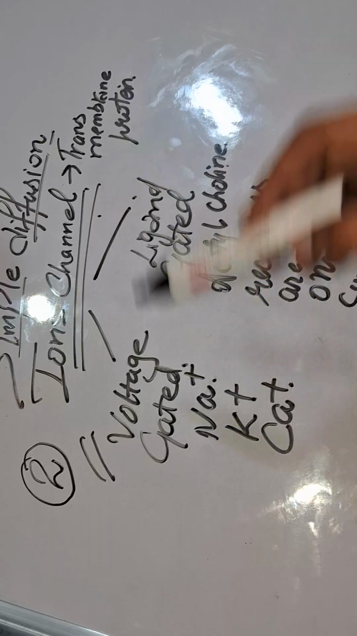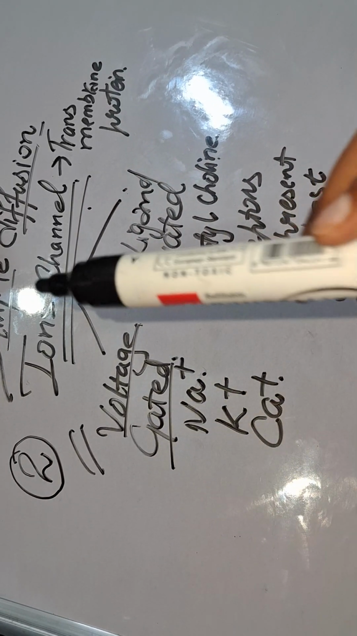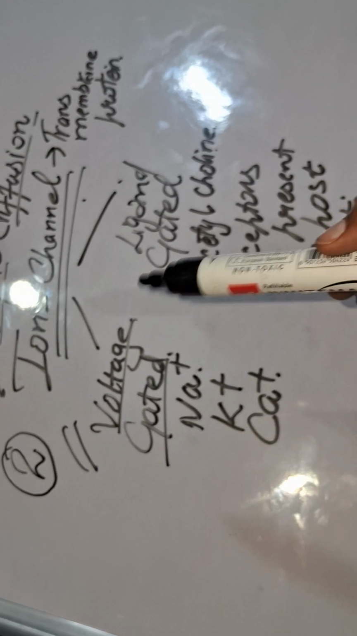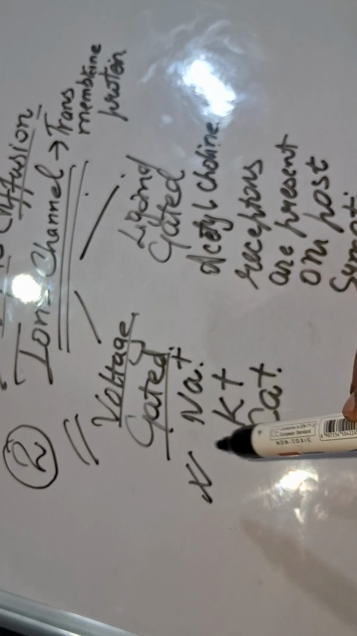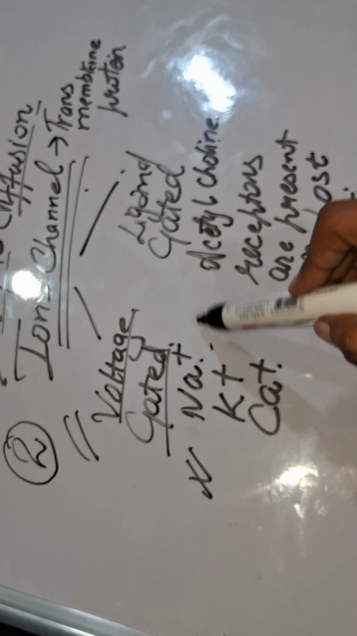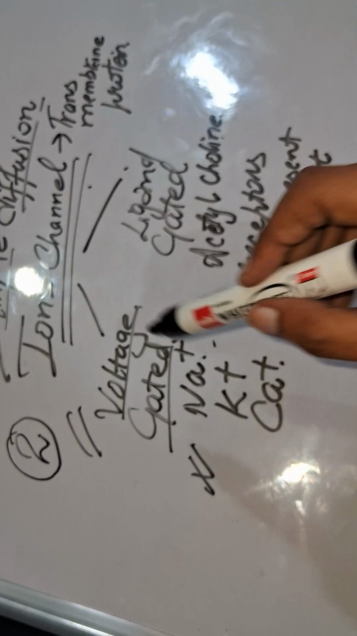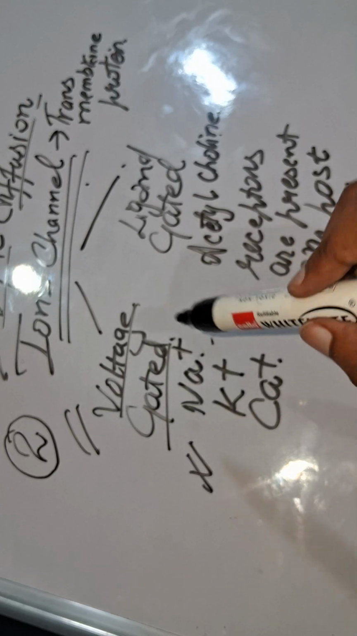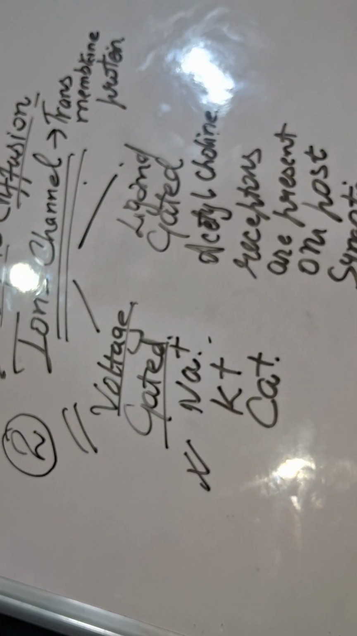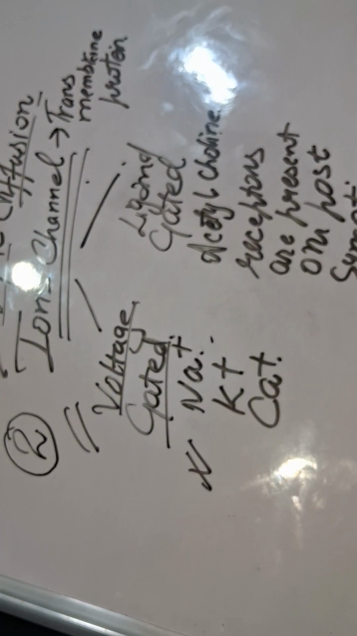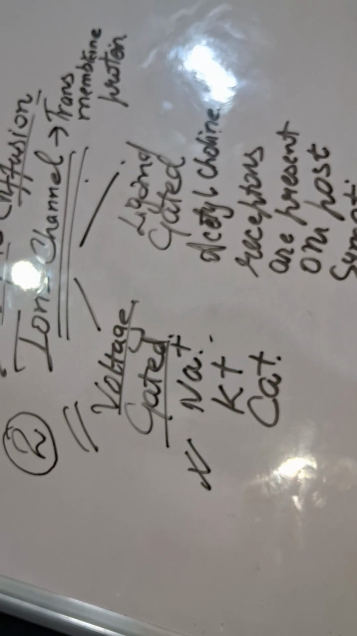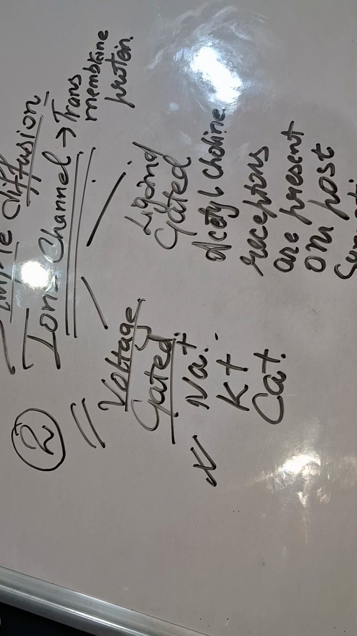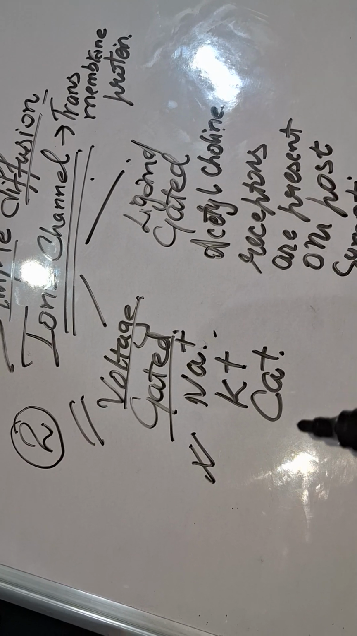Okay, passive transport, simple diffusion. Simple diffusion's next type is ion channels, voltage gated and ligand gated. For voltage gated, a specific voltage is required so that the channels will open. Examples are sodium, potassium and calcium. These voltage gated channels are used in the signals of the brain. For example, when the signal travels through the neurons, there is a process.